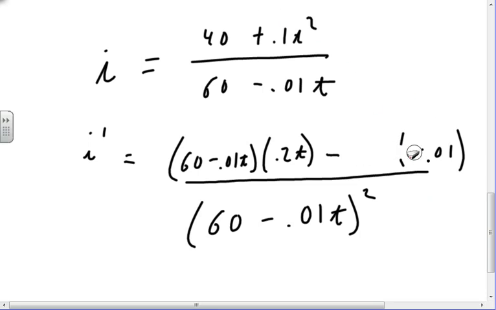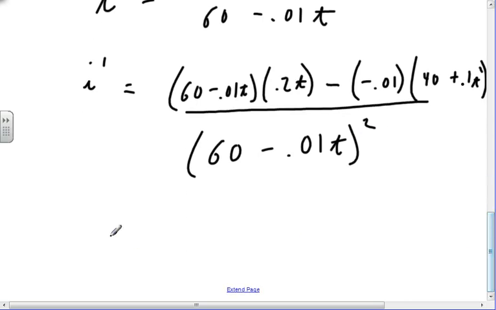Is it getting too late in the day? Alright, so the guy on the bottom times the derivative of the guy on top, minus the derivative of the guy on the bottom, minus 0.01, times the top guy, 40 plus 0.1 t squared. Alright, now I did all that. t is equal to 10. Okay, so I want I prime at 10.